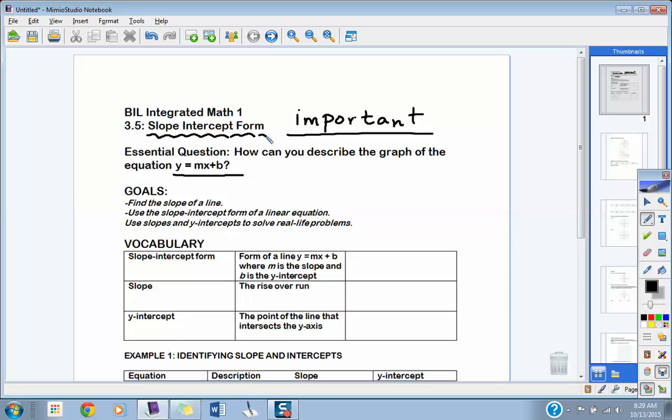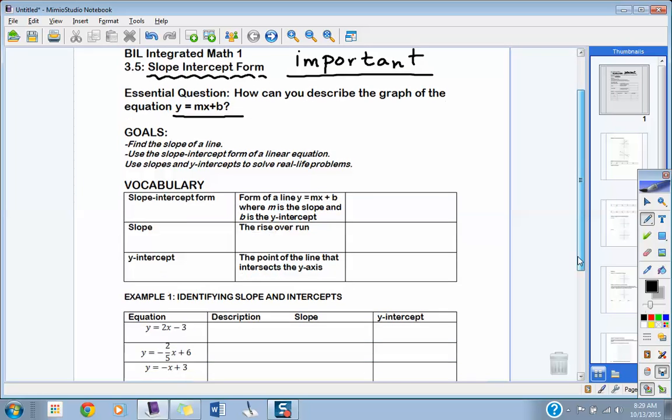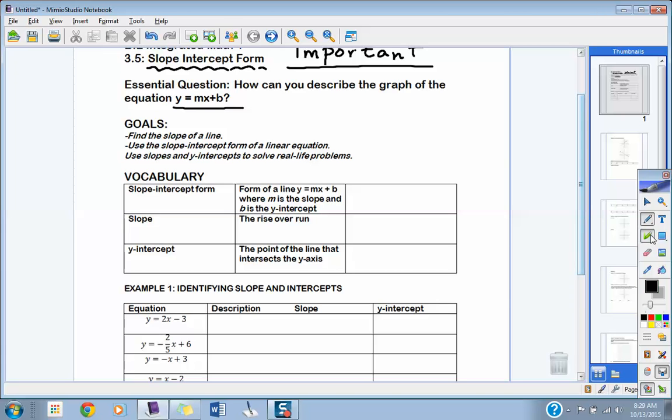So, what's the name of the form we're discussing today? Slope-intercept form. Slope-intercept form. Thank you, Mason. All right.